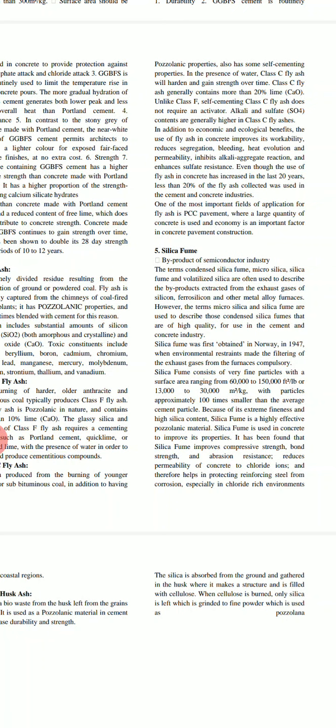In addition to economic and ecological benefits, the use of fly ash in concrete improves the workability, reduces segregation, bleeding, heat evolution and permeability, inhibits the alkali aggregate reaction, and enhances sulfate resistance. For the past 20 years, it has been most common. We are not using only Portland cement in concrete. We are replacing some amount of cement with fly ash.